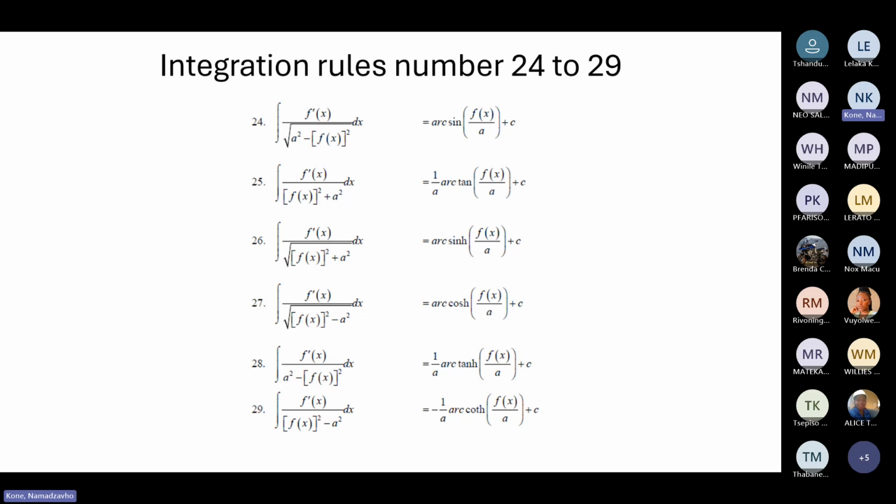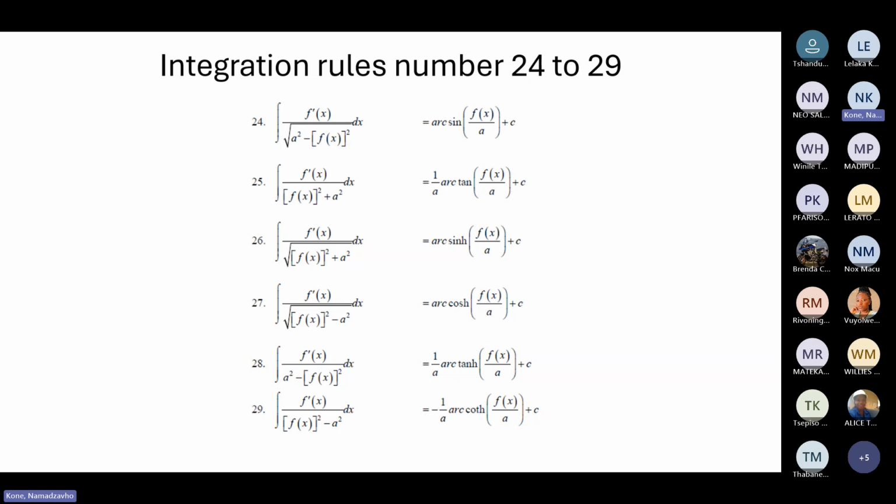Minus f of x in brackets is squared. So our f of x is here inside a square root sign, also inside an expression a squared minus f of x squared, and also inside that bracket where it is squared. So it is not sitting properly like it does in rule number 2 and rule number 3.